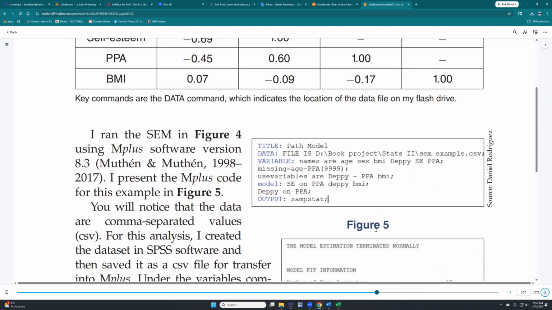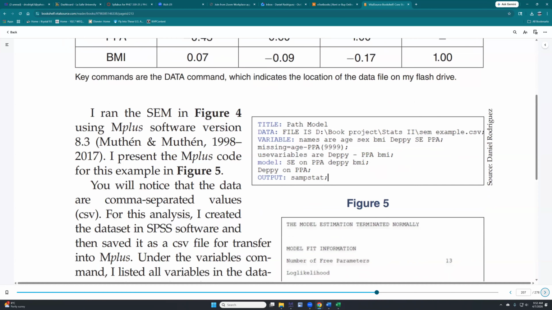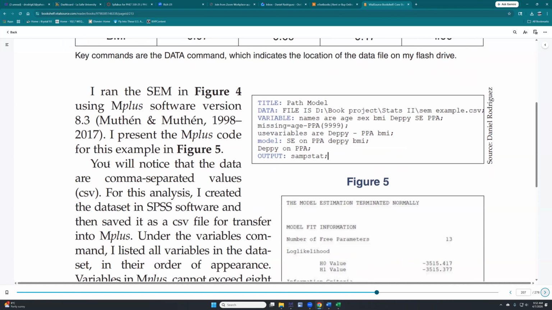All right, so here I talk about Mplus for the first time. Mplus is a software package. This software package allows us to test structural equation models. I'll be working with that later. I'll show you some more about it later, but this is part of the textbook, which I presented right here. I ran the SEM in figure 4 using Mplus software version 8.3. I present the Mplus code for the example in figure 5.